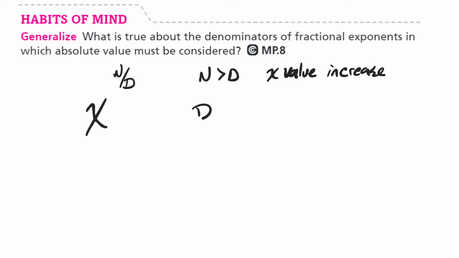On the contrary, if the denominator is greater than the numerator, say a fraction between 0 and 1, the x value, that's our base, will decrease. So our values are based on the denominator and the numerator, the relationship between the two.